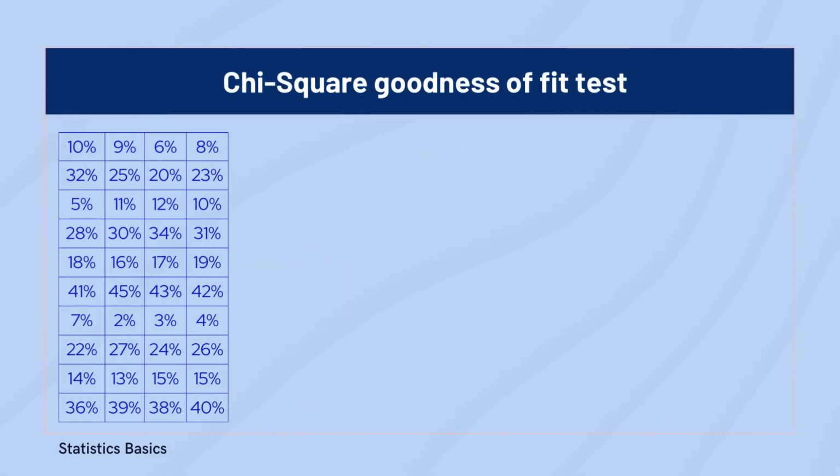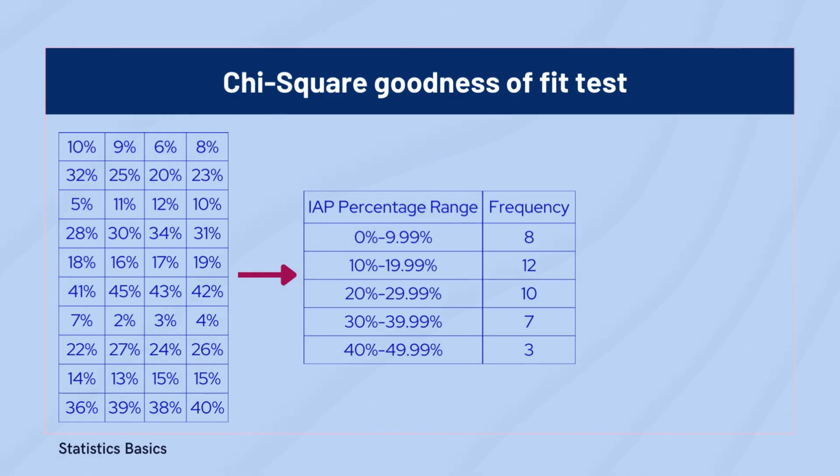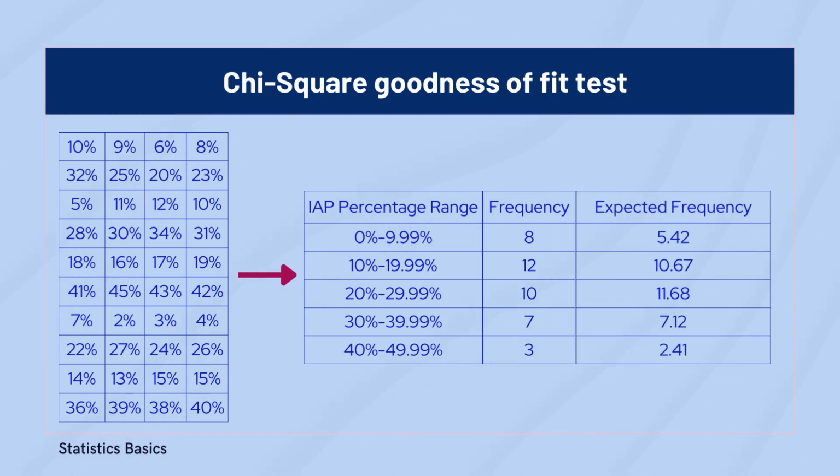To perform the hypothesis test in Excel, we will first group the raw IAP percentage data into a reasonable number of categories, then use the mean and standard deviation of the original data to calculate expected frequencies for each group. These observed and expected frequencies will be used to compute the chi-square statistic and corresponding p-value. Finally, we'll interpret the p-value to make a decision about the null hypothesis.